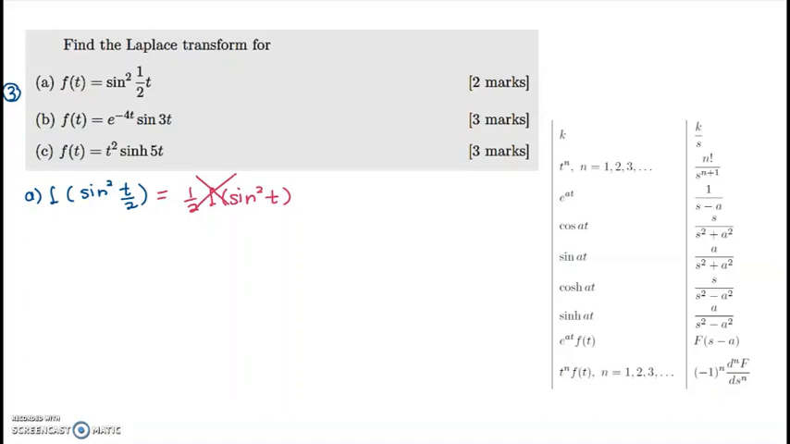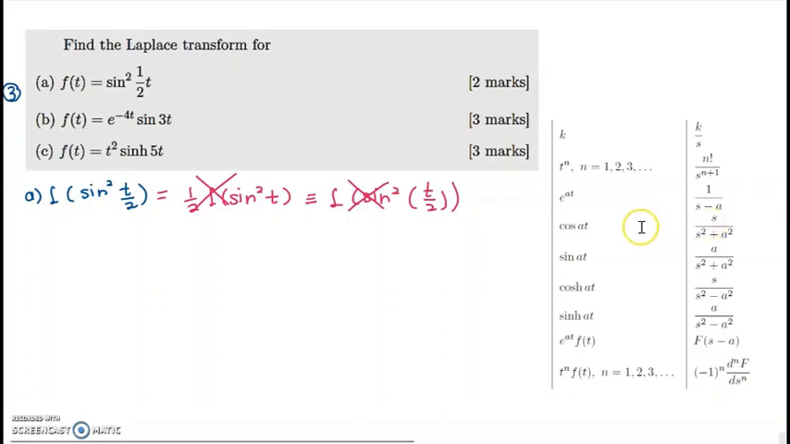If we write carefully, this is the Laplace of sine square t over 2. So t over 2 is the angle to the sine square. It is not similar to 1 over 2 sine square t. So we cannot simply take out 1 over 2 to be put in front. It cannot be done that way. This is a very big mistake. So what do we do with this? Sine square t over 2.